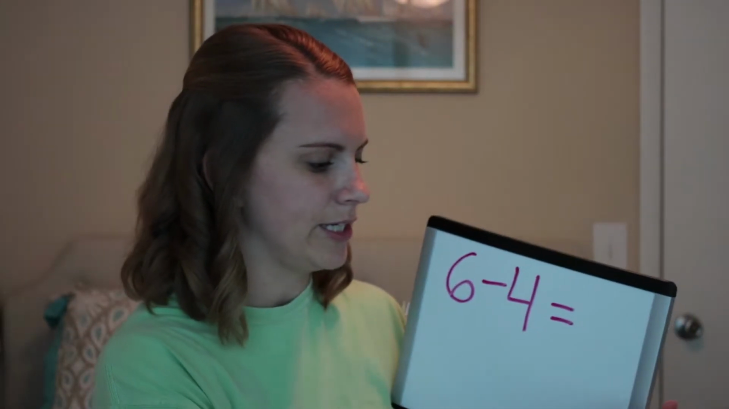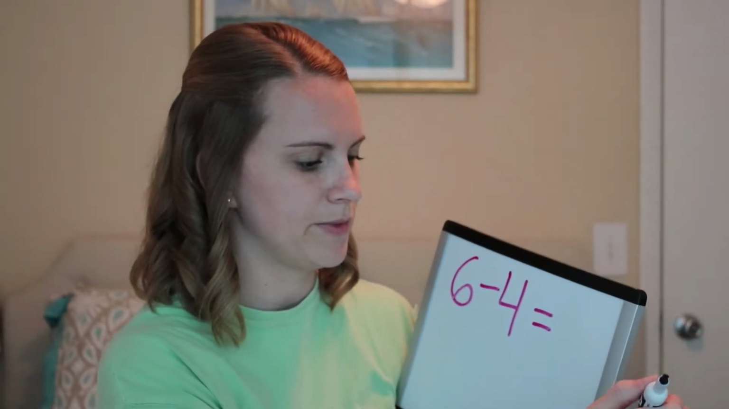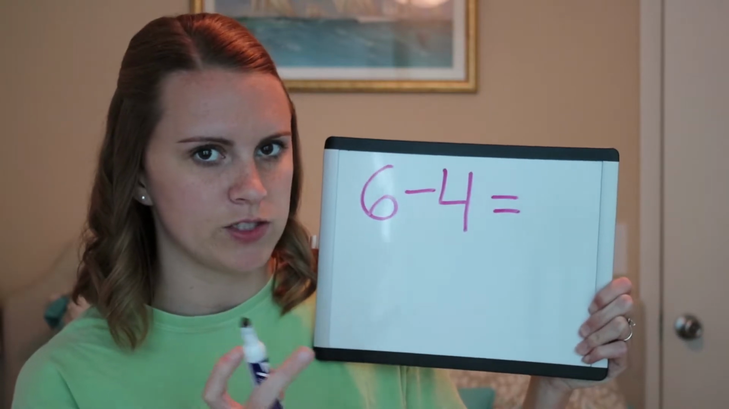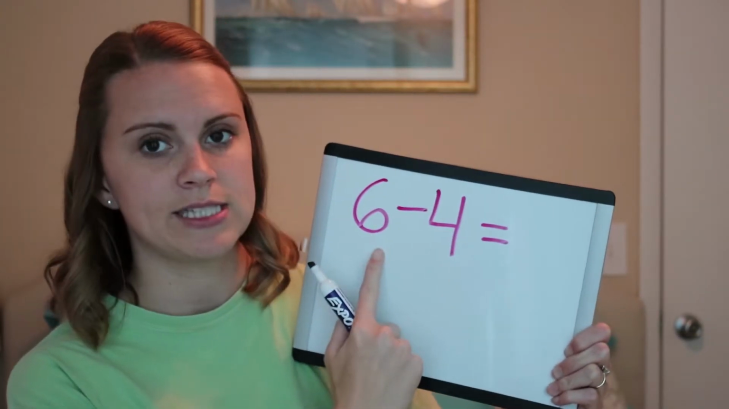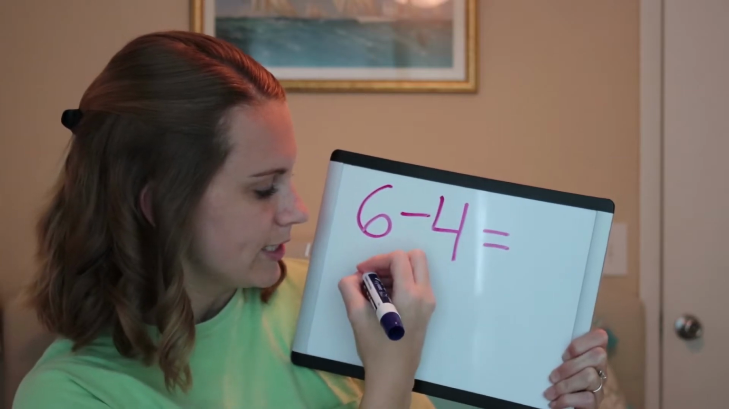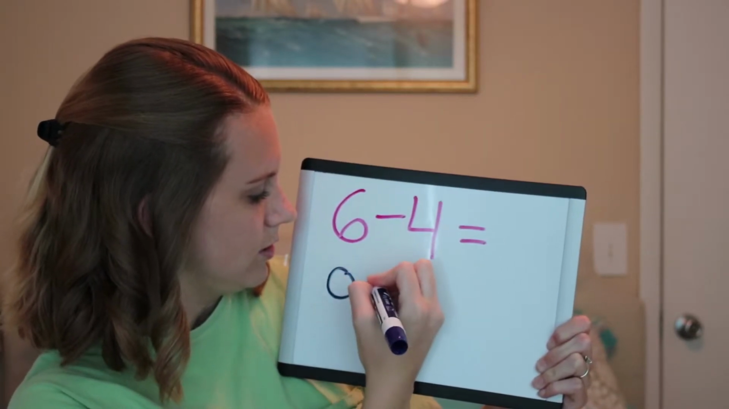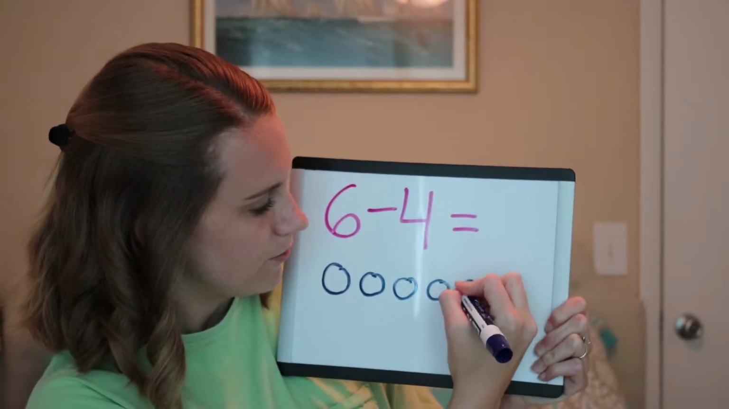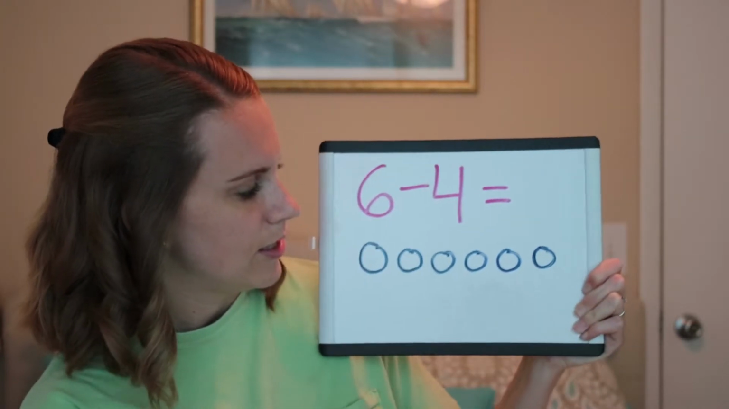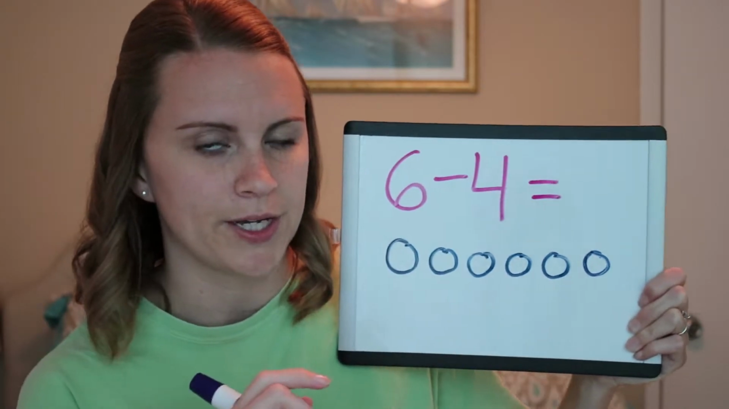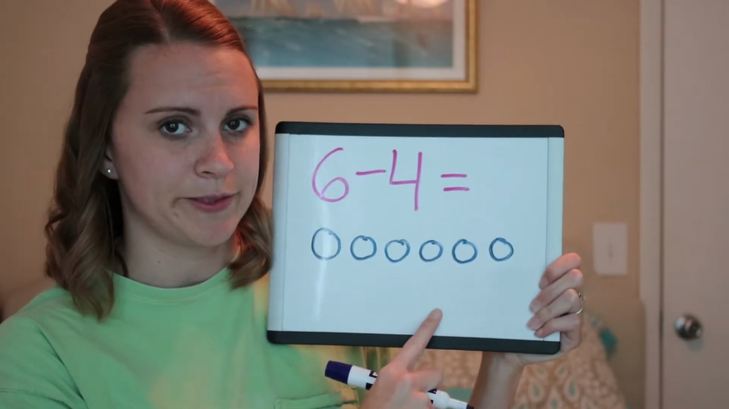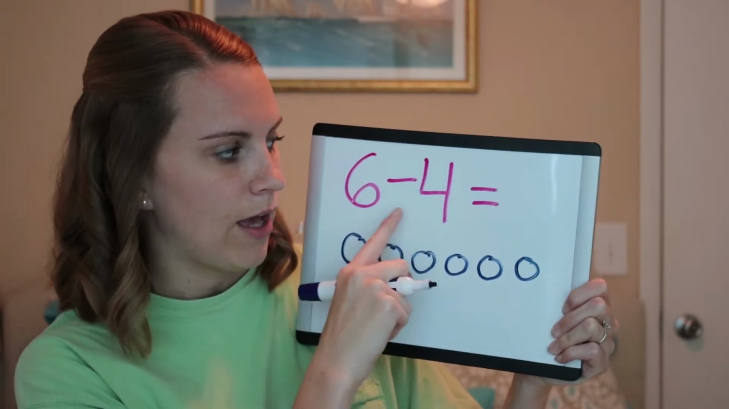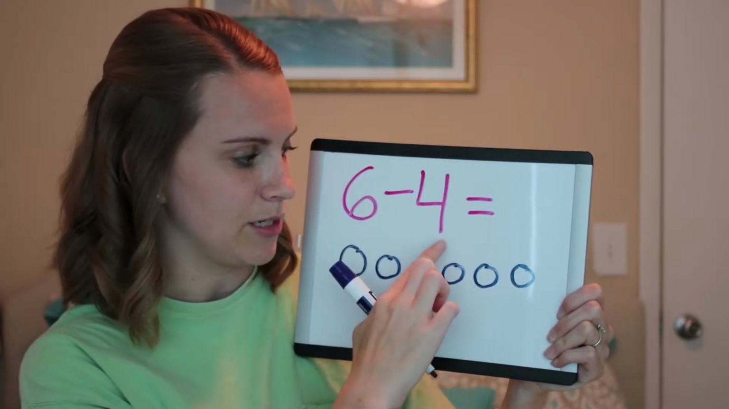So how many circles do I draw this time? Let's pretend they're basketballs, okay? So how many basketballs do I have? I have 6, right? So I need to draw 6 basketballs. 1, 2, 3, 4, 5, 6. And make sure you're drawing them too on your paper, okay? So we have 6 basketballs, and then how many am I going to take away? I'm going to take away 4, right? Because that's the number 4.